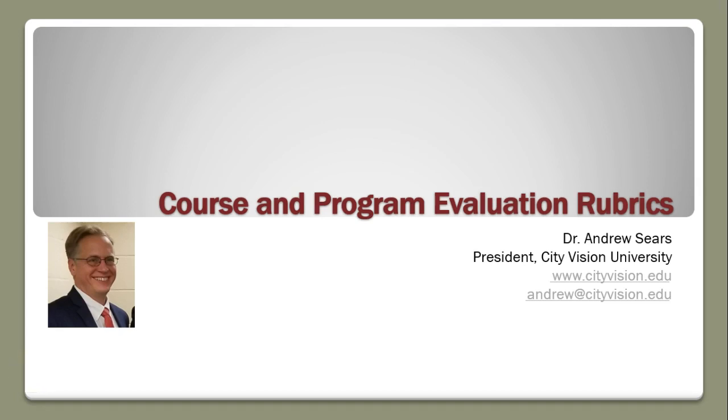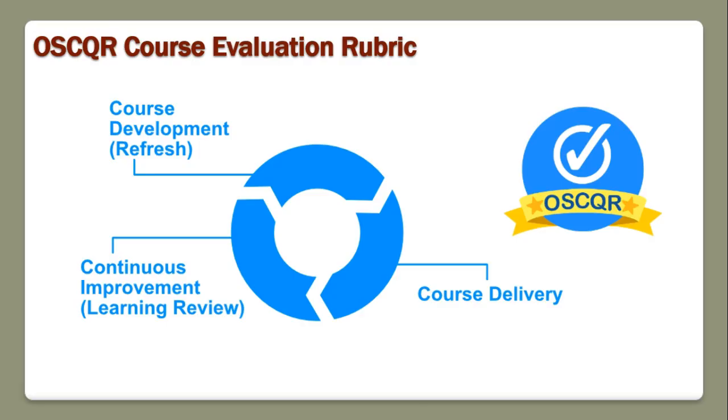In this section, I'm going to talk about how to use course and program evaluation rubrics. There are a lot of different rubrics out there. The one that we're going to use in this course is called the OSCQR. It's out of Open SUNY, and it's used to evaluate courses. So this isn't a rubric you use within a course. This is a rubric that you use to evaluate whether you have developed your course according to best practices.